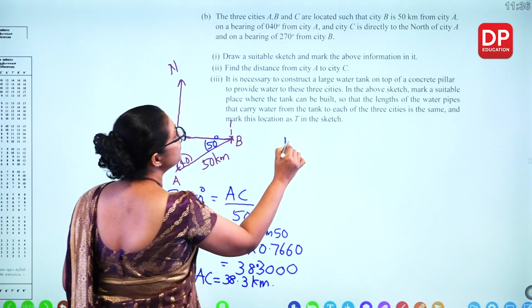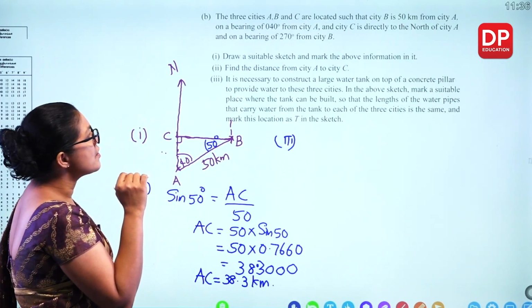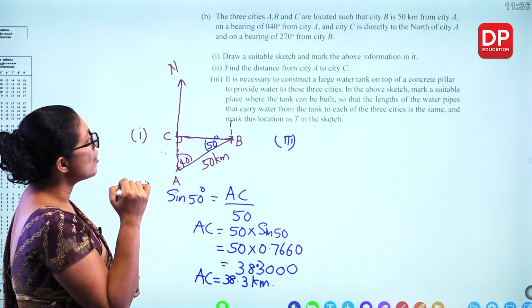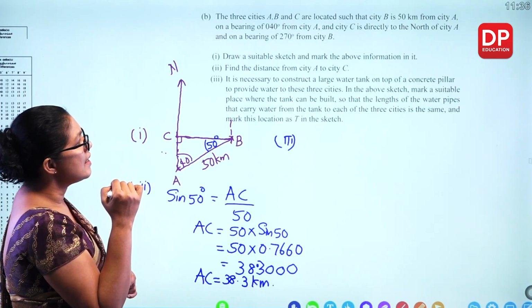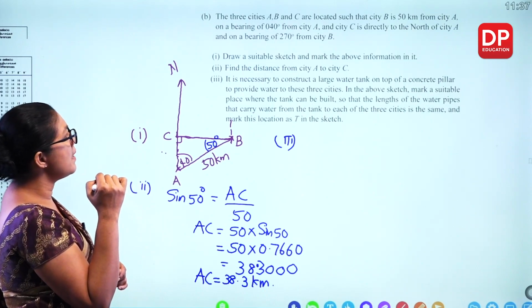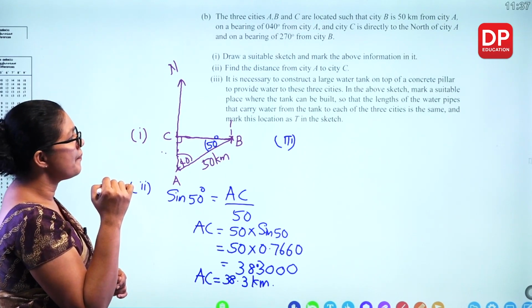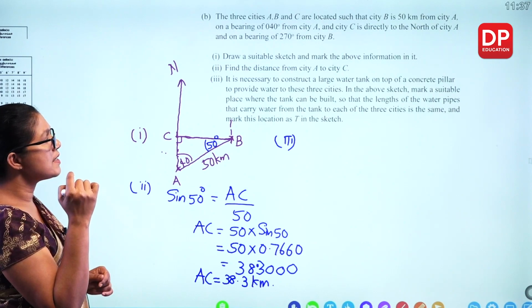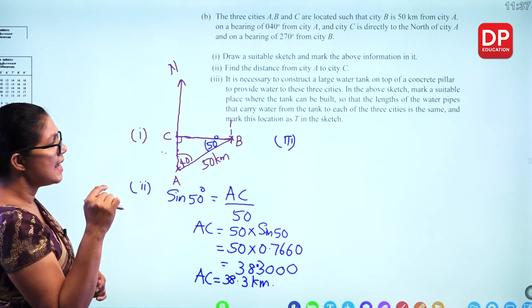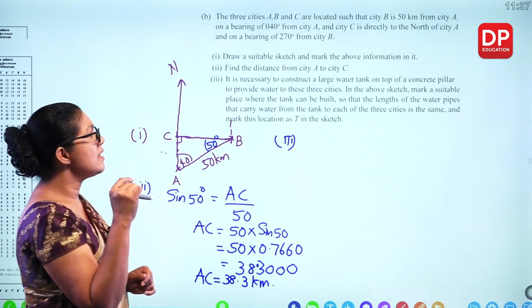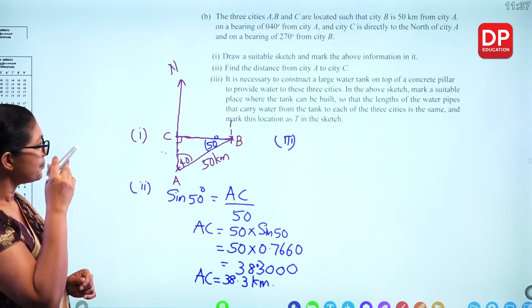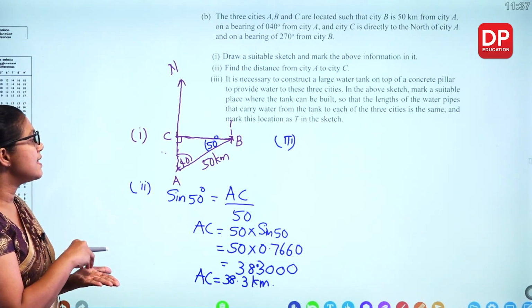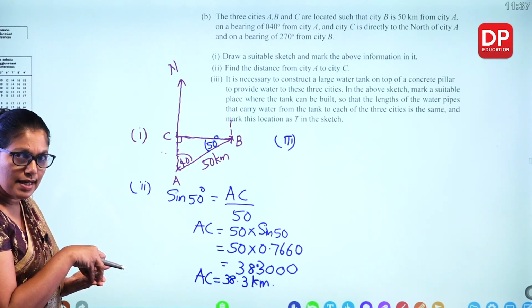Part 3. It is necessary to construct a large water tank on top of a concrete pillar to provide water to these 3 cities. In the above sketch, mark a suitable place where the tank can be built so that the lengths of the water pipes that carry water from the tank to each of the 3 cities is the same, and mark this location as T in the sketch. Now the distance from the tank to city C, city A and city B should be the same.